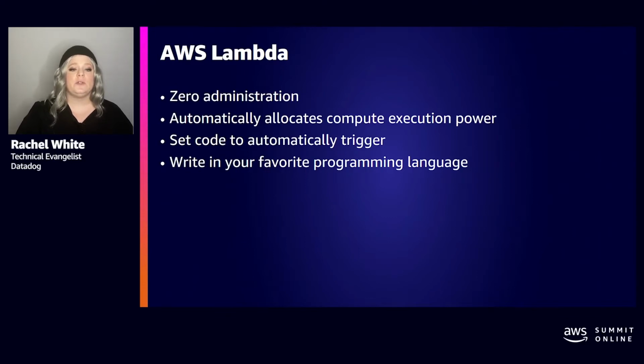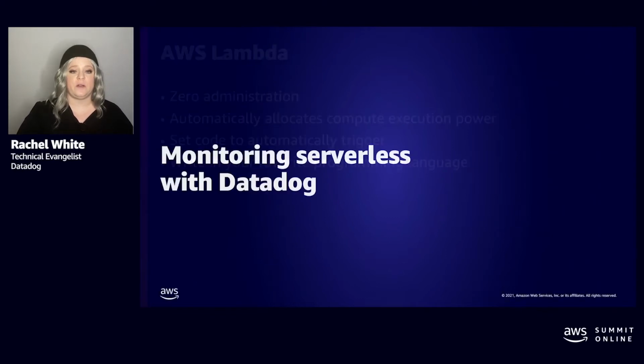You can set up your code to automatically trigger from 140 AWS services or call it directly from any web or mobile application. You can write Lambda functions in your favorite language, such as Node.js, Python, Go, Java, and more, and use both serverless and container tools, such as AWS SAM or Docker CLI, to build, test, and deploy your functions.